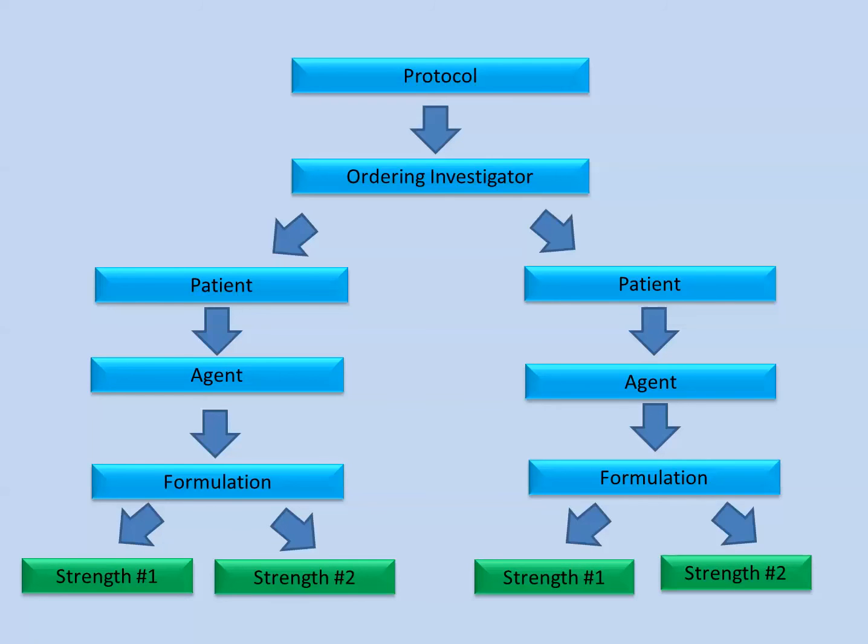In this example, you receive two different strengths of the agent, which requires two unique DARFs for each patient. If you only receive a single strength with the initial shipment, you can start with a single DARF. If additional strengths are later required to accommodate a dose adjustment, additional DARFs can be created at that time.